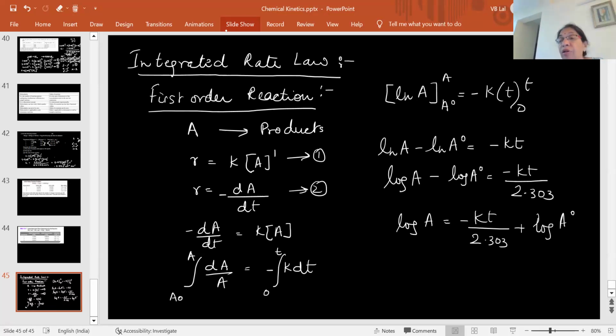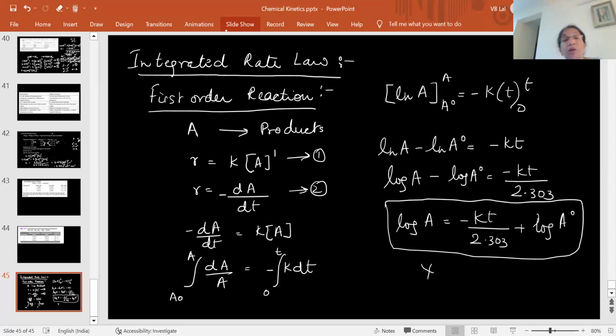Why am I doing all this? I am doing it to bring it to a particular format. What is the format? Y is equal to mx plus c. I hope you understand all this. This is the equation for a straight line graph, right? So what will the graph be like? I'll take another page. First you copy, all of you.